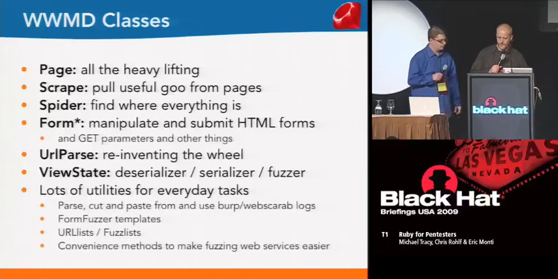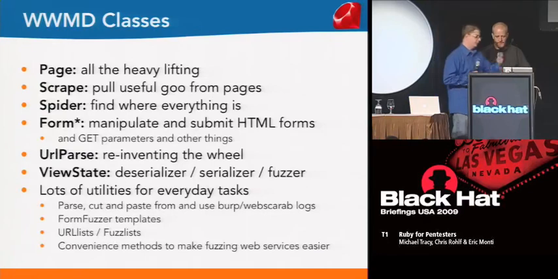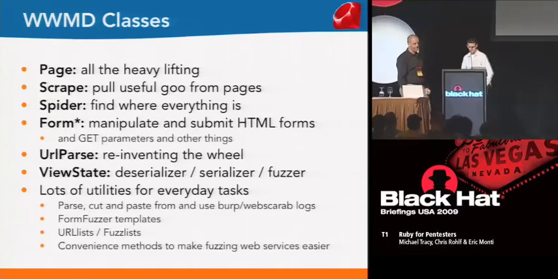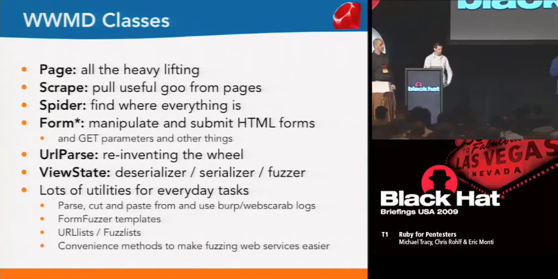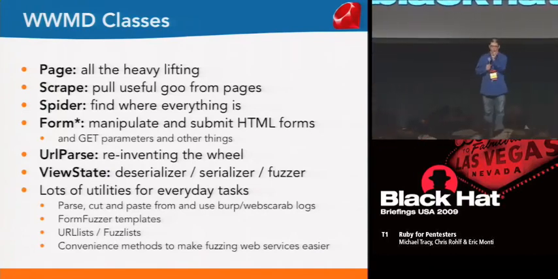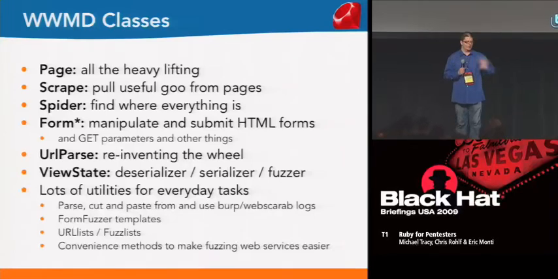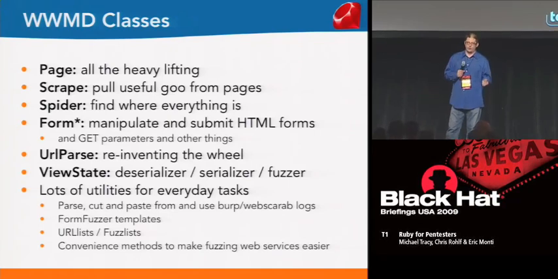So what we're looking at is how all these things come together in WWMD. These are the classes that WWMD presents. The page class does all the heavy lifting. Basically, page inherits everything that curb does, plus it provides some convenient methods. Then there's a scraper class, which is built on Nokogiri or Hpricot, which are both XML parsers for Ruby. And this is where you get all the useful goodies in the pages.